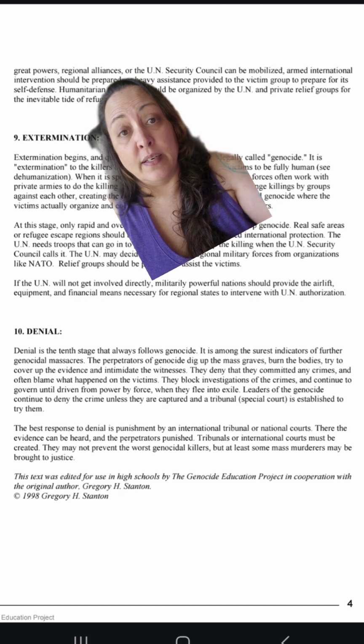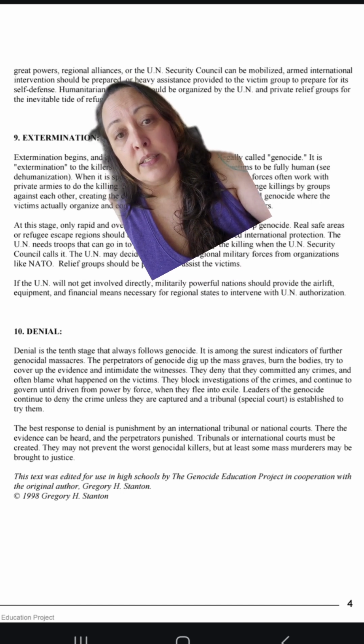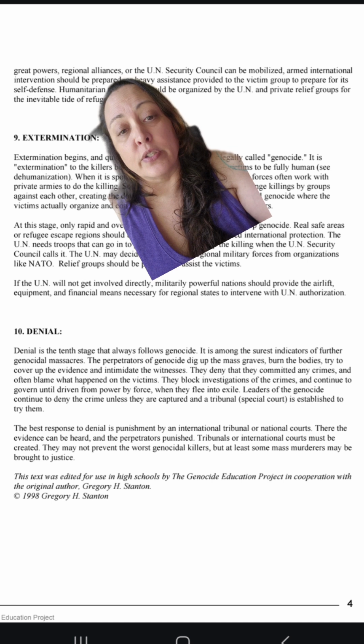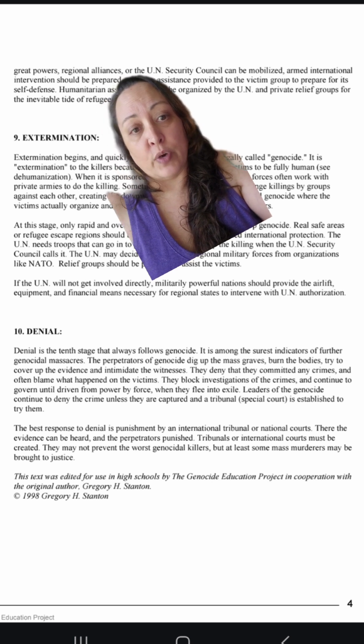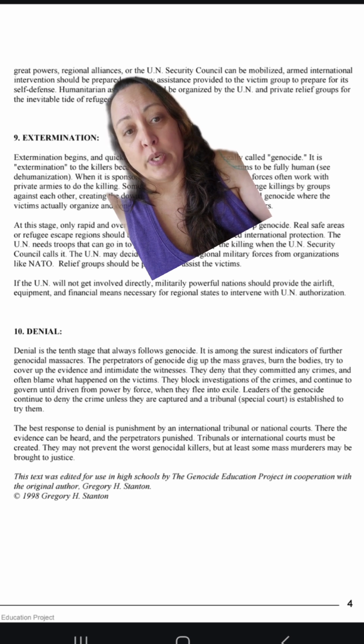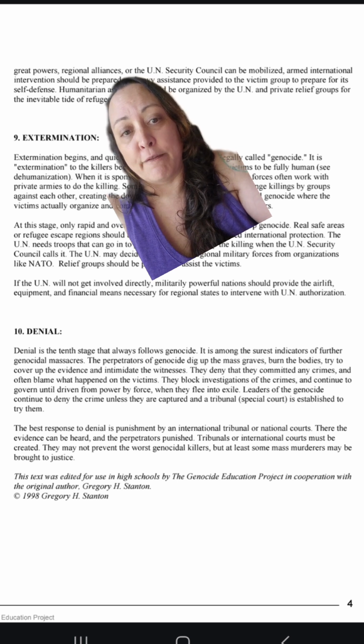And finally, step 10 is denial. Denial is the 10th stage that always follows genocide. It is among the surest indicators of further genocidal massacres. The perpetrators of genocide dig up the mass graves, burn the bodies, try to cover up the evidence, and intimidate the witnesses. They deny that they committed any crimes and often blame what happened on the victims. They block investigations of the crimes and continue to govern until driven from power by force.